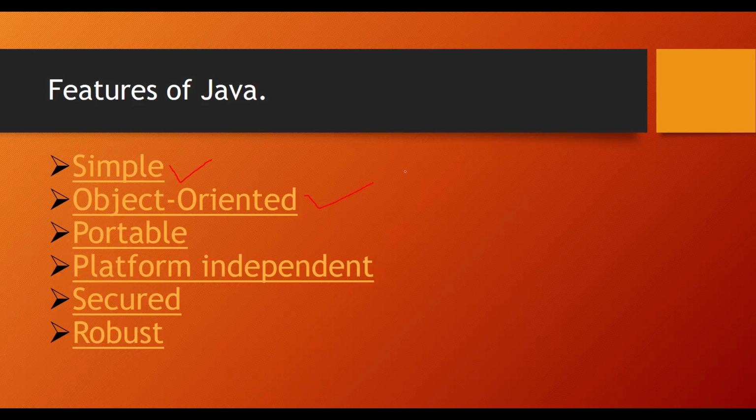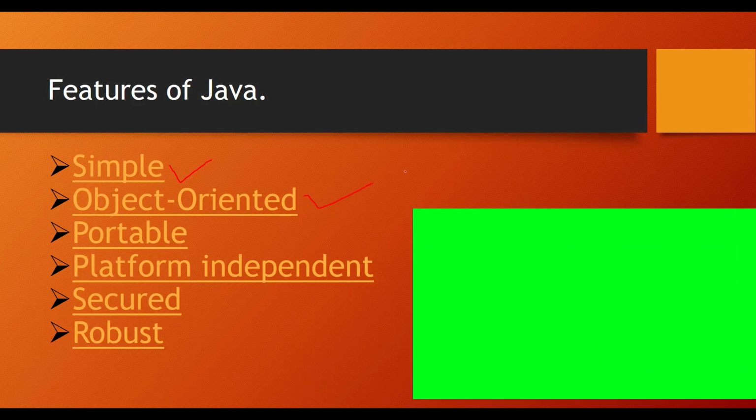Whenever we compile our Java program, it gets converted into Java bytecode, and we can run it on any platform, and we can carry it to any platform. That's why it is called a portable programming language.